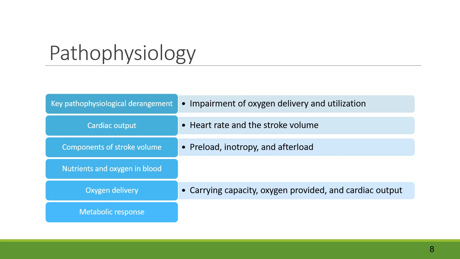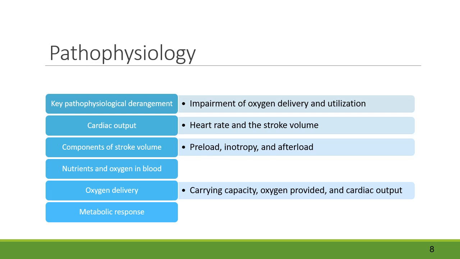Oxygen delivery depends significantly on how much hemoglobin there is, or the hemoglobin concentration. The amount of oxygen bound to hemoglobin is described by the oxyhemoglobin dissociation curve and is affected by physical properties like temperature and acidosis. The body's response to poor tissue perfusion, or metabolic response, results in a number of metabolic reactions.